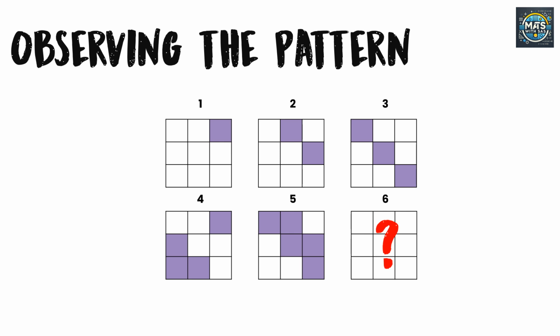Let's analyze what's happening here. Picture 1 has one purple square. Picture 2 has two purple squares. Picture 3 has three purple squares. This continues up to 5 purple squares in picture 5. So logically, picture 6 should have 6 purple squares. But wait! There's more to the pattern than just counting.